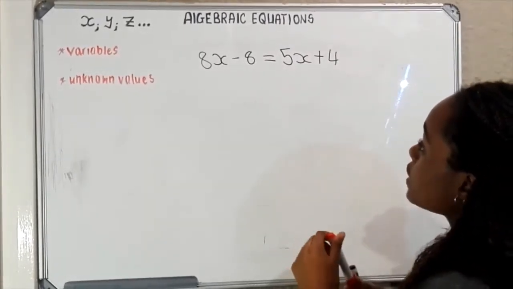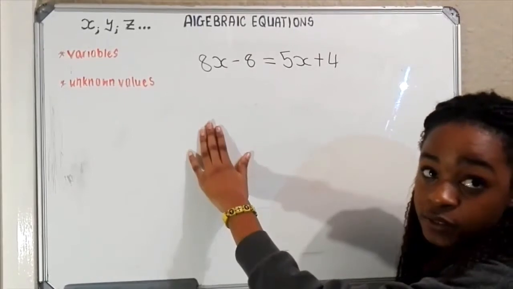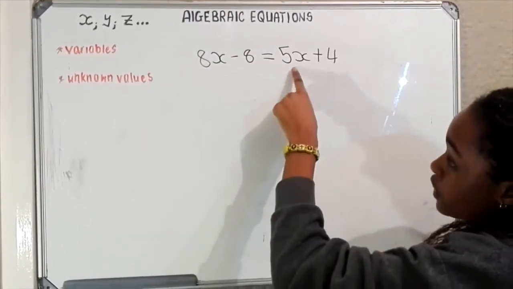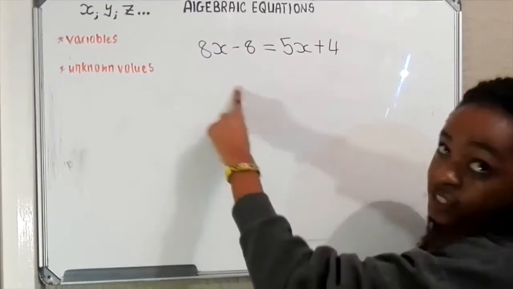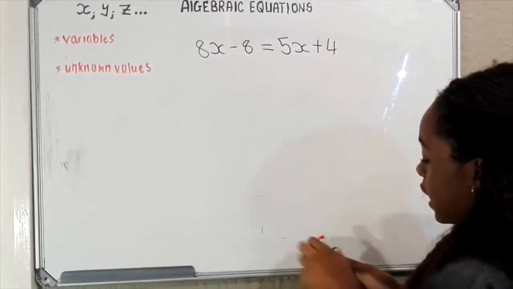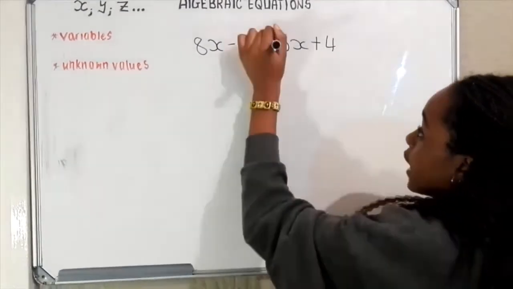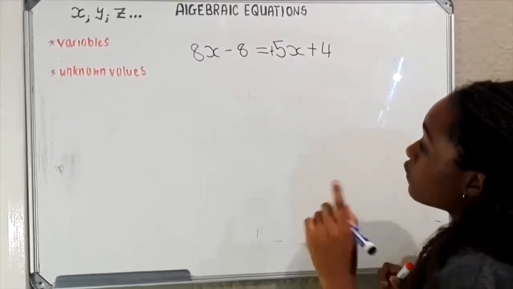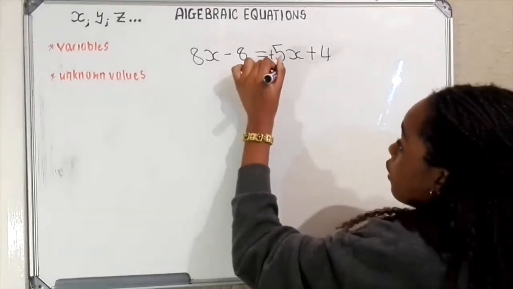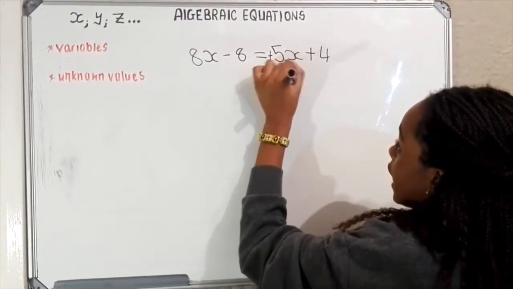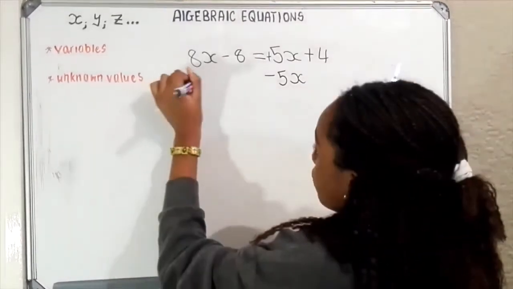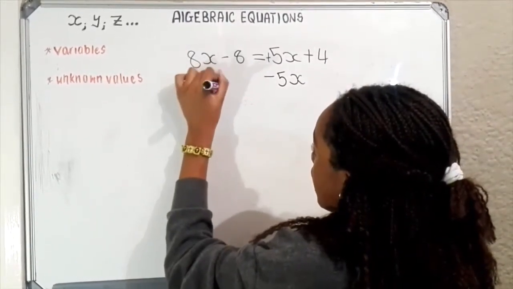Okay, so again, I want all the x's on one side and everything else on the other side. So I'm going to move this 5x to this side so that x is on one side. I notice that here there's a positive. The inverse of addition is subtraction, so I'll minus by 5x. Whatever I do on this side, I'll do on this side as well, so I'll minus by 5x.